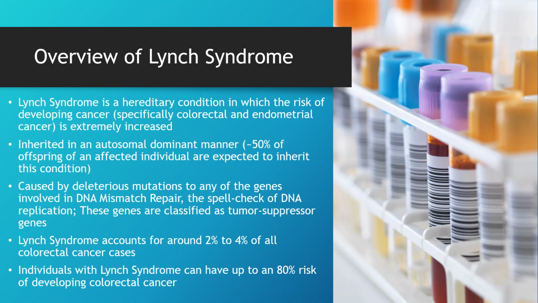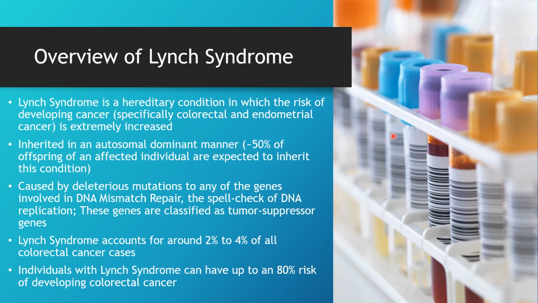Now that we have a basic understanding of what cancer is, let's talk about Lynch syndrome. Lynch syndrome is a hereditary condition in which the risk of developing cancer, specifically colorectal and endometrial cancer, is extremely increased. It is inherited in an autosomal dominant manner. This means that you only need one copy of the diseased allele to inherit the disease. So 50% of offspring of an affected individual are expected to inherit this condition.